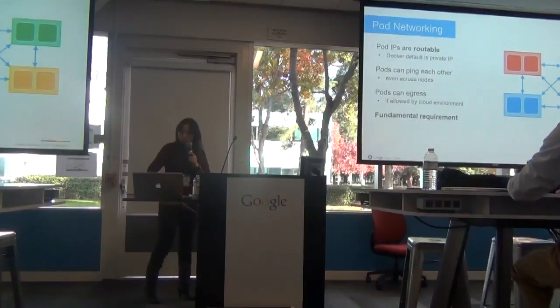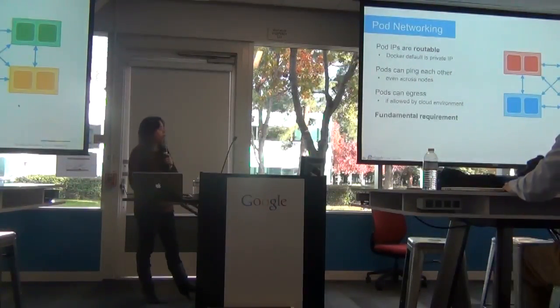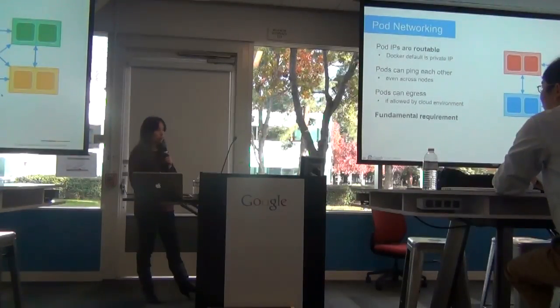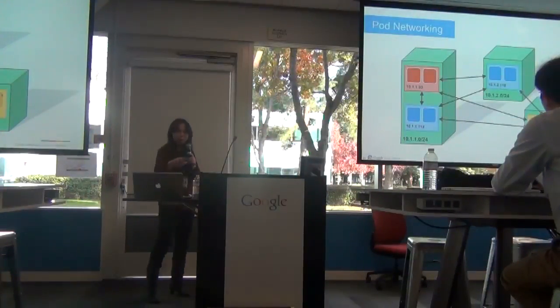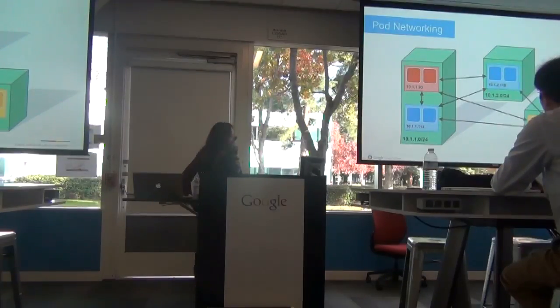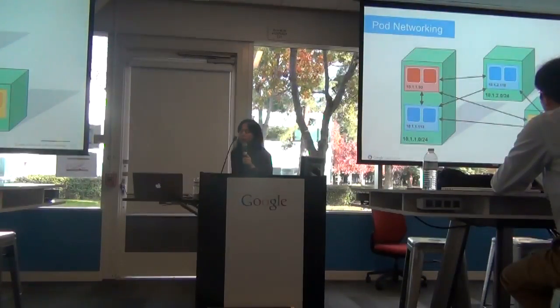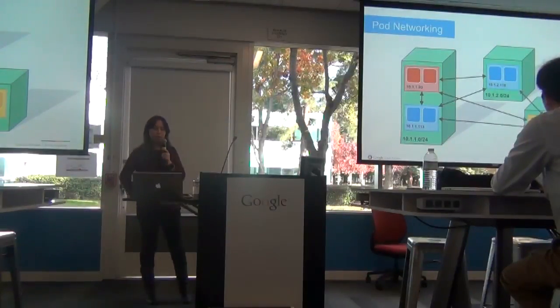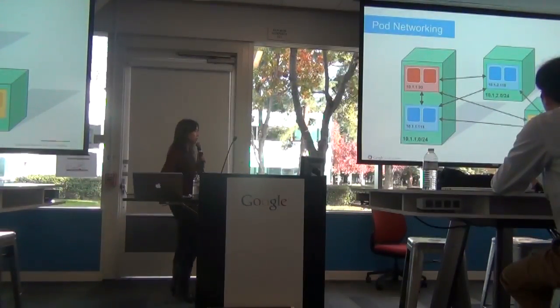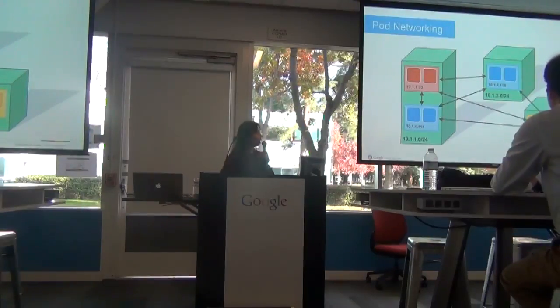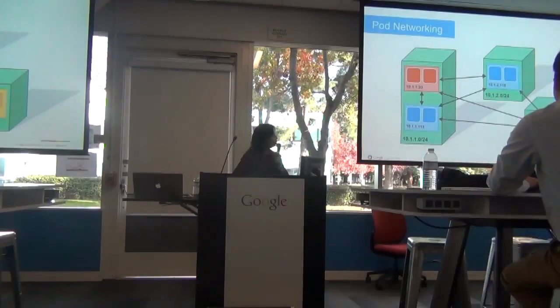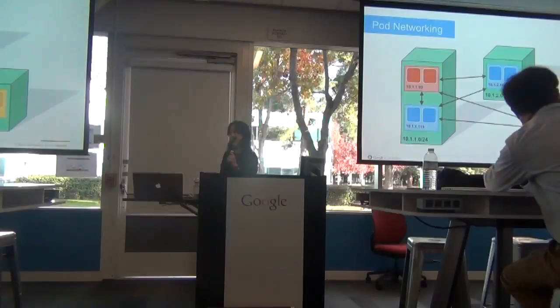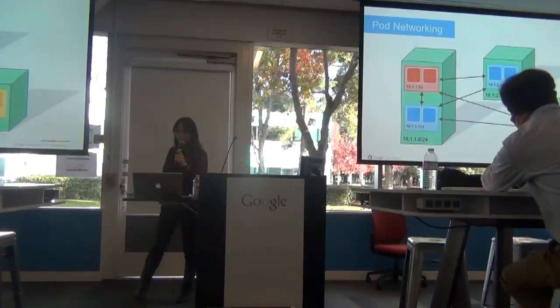So this is the fundamental requirement for Kubernetes. You can see from what I drew here that each node has its own unique subnet. And then when a pod is scheduled on a node, it gets a unique IP address within that subnet, and then they can connect to each other.